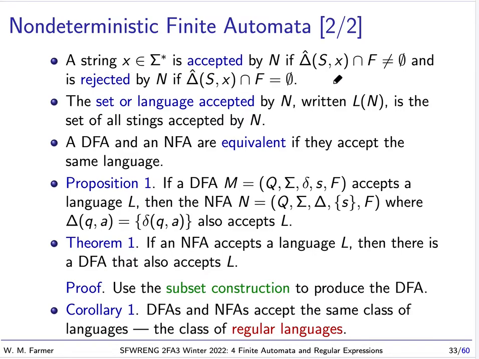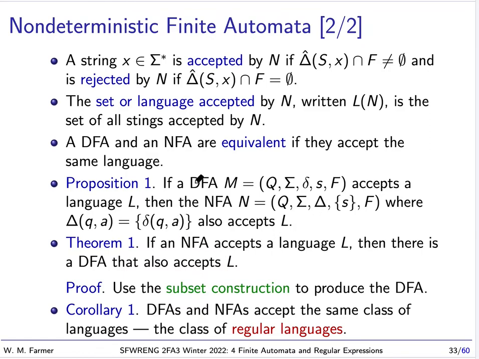Otherwise, the string is rejected, and we say the language accepted by an NFA N is written as L(N). That's the set of all strings accepted by N. And we say that a DFA and an NFA are equivalent if they accept the same language.